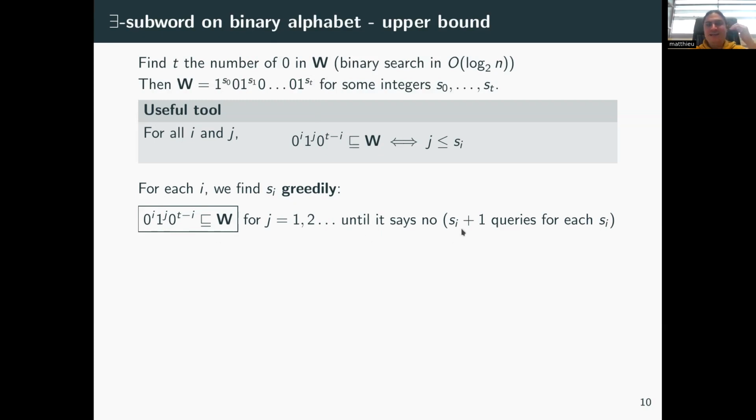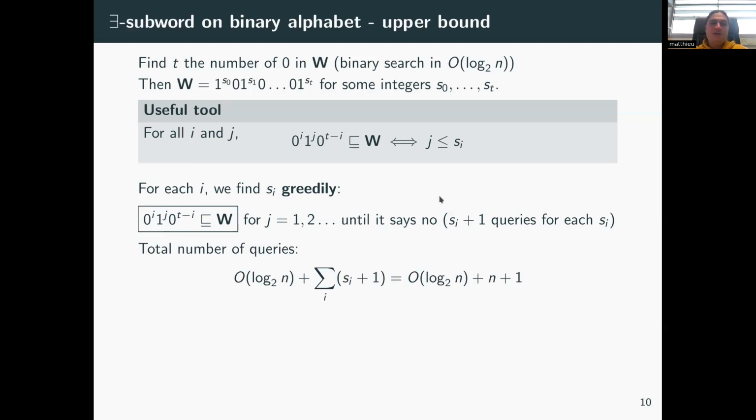And by doing that, it's going to take you Si plus 1 queries to guess each Si, right? Because I will ask 1, 2, 3, 4, 5, and then I will have to stop at Si plus 1, because Si plus 1 is going to tell me, oh no, Si is smaller than Si plus 1. And again, if you were trying to do it using a binary search, it could cost you log n to find only one letter, which is not going to be efficient.